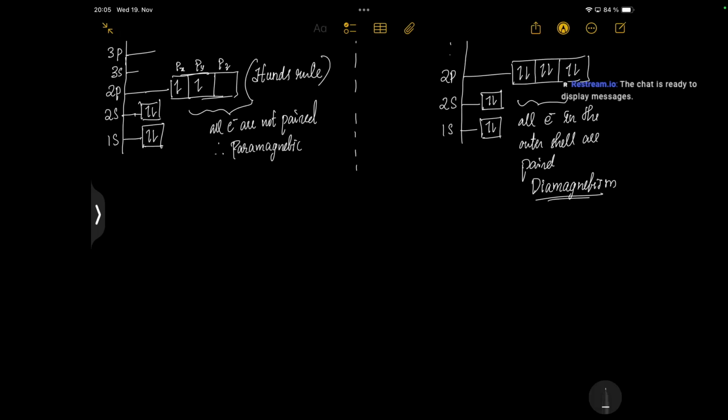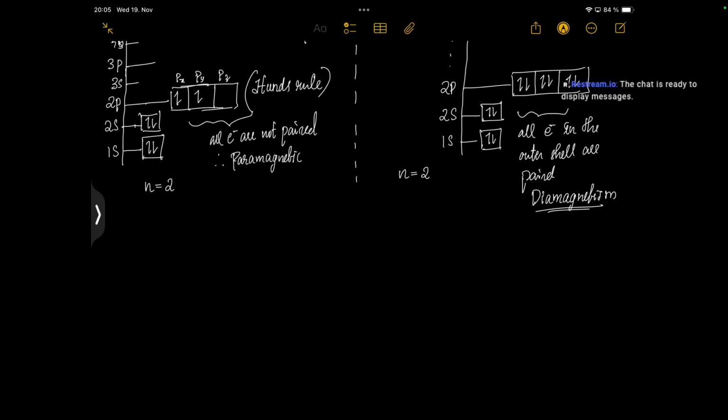Now here the principal quantum number is 2. The same goes for neon. The principal quantum number is 2, because we're at 2p, right? Yeah, that's what makes it.